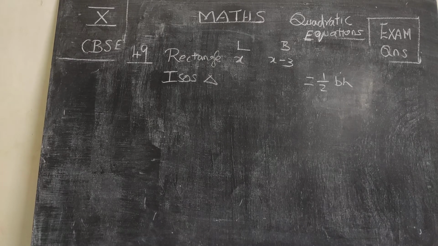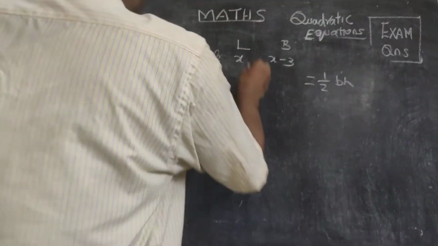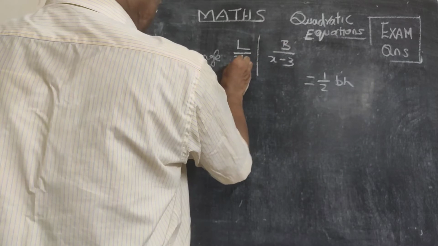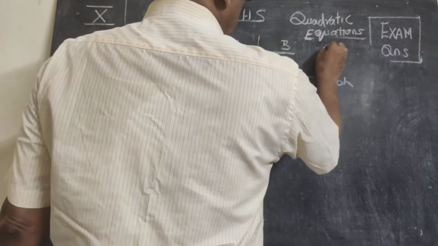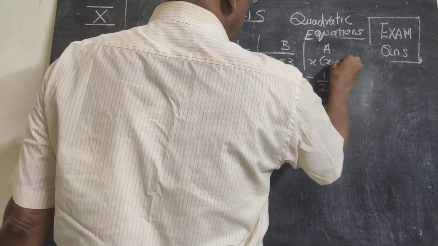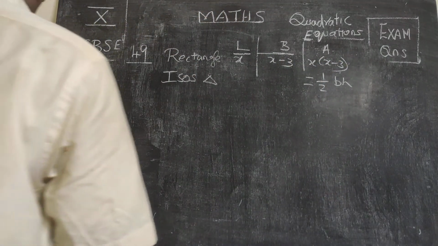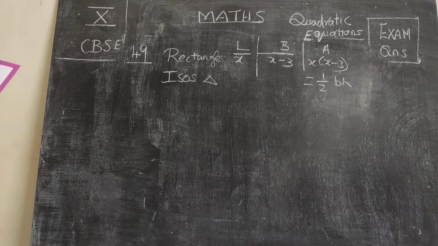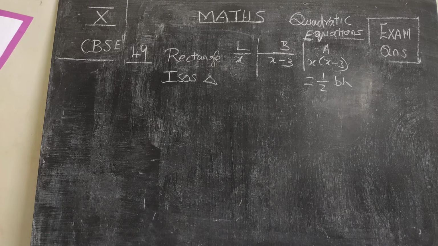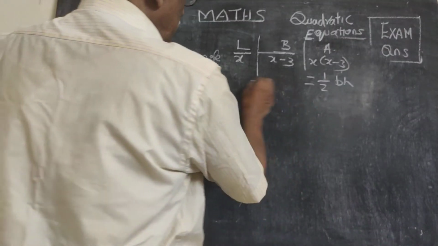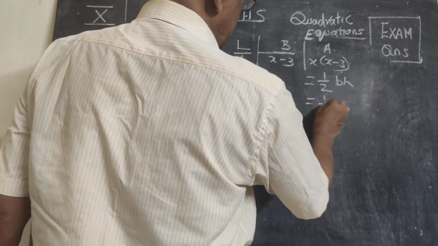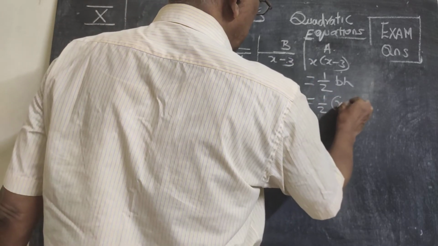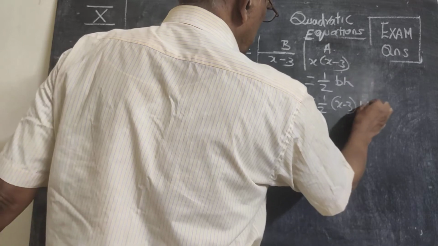Question number 49. A rectangular park is to be designed whose breadth is 3 meters less than the length. Therefore, I am assuming length as x. Therefore, breadth is x minus 3. So, area will be equal to x into x minus 3. Its area is 4 square meters more than the area of a park that has already been made in the shape of an isosceles triangle with the base as the breadth of rectangular park. Area of isosceles triangle is half into base into height. Here the base is the same base as the rectangle, and altitude is given as 12.